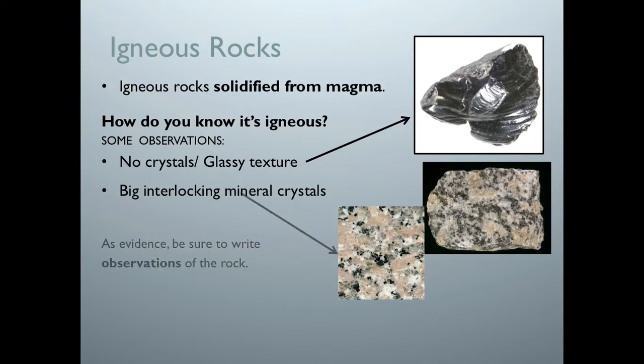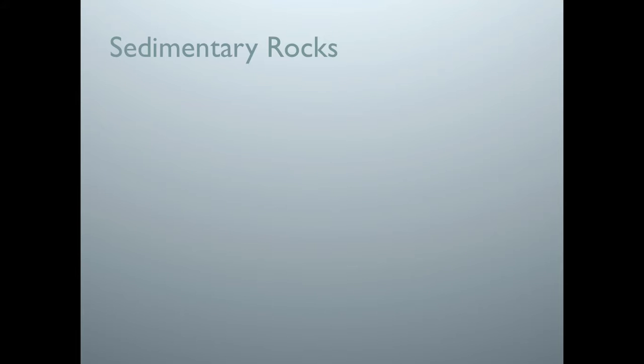Now, I'm going to make sure that I write observations of the rock as my evidence, things that I actually see. I also want to write things that are specific enough to justify that I chose an igneous rock. So for that top rock, for example, I can't write black, right? The fact that the rock is black doesn't prove that it's an igneous. I can't write shiny because the fact that it's shiny doesn't prove that it's an igneous. So I chose words that gave evidence for my selection. So glassy texture, no crystals, or big interlocking mineral crystals.